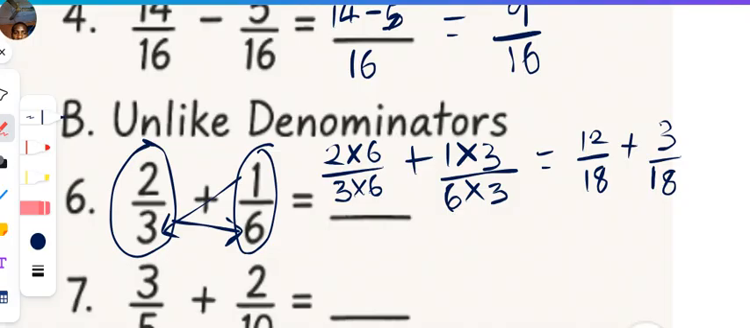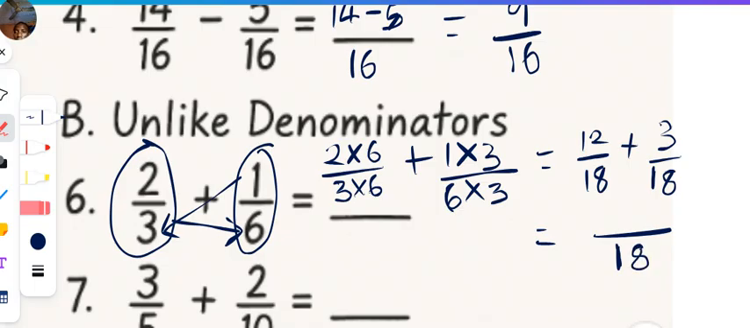So now that the denominators are the same, what do we do next? Pick one of the denominators. I'm on the next line now. One of the denominators, which is 18.